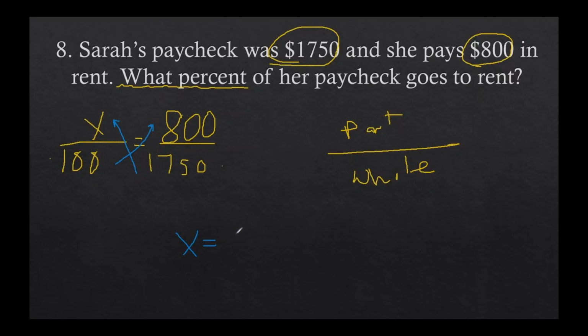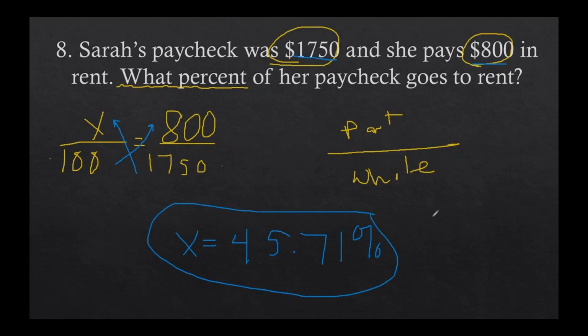Good. X is 45.71 with that extra percent. Excellent. So you can kind of see what percent of her paycheck goes to rent. Well, 800 is not quite half of 1750. So 45% is not quite 50%. A little less than half. Okay. Does that make sense? Hopefully.